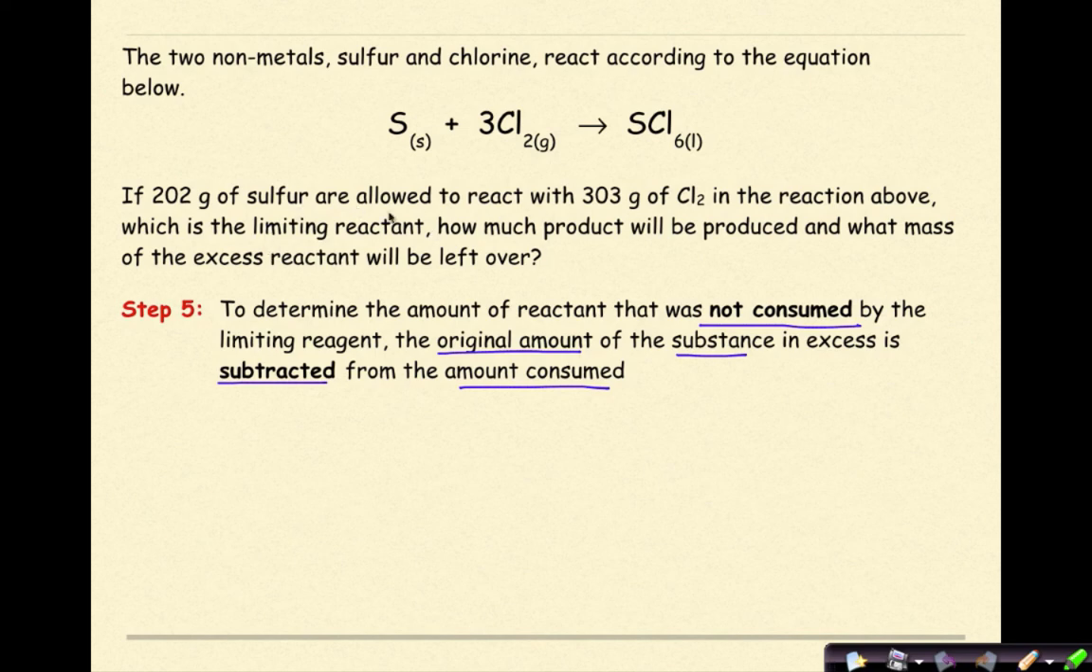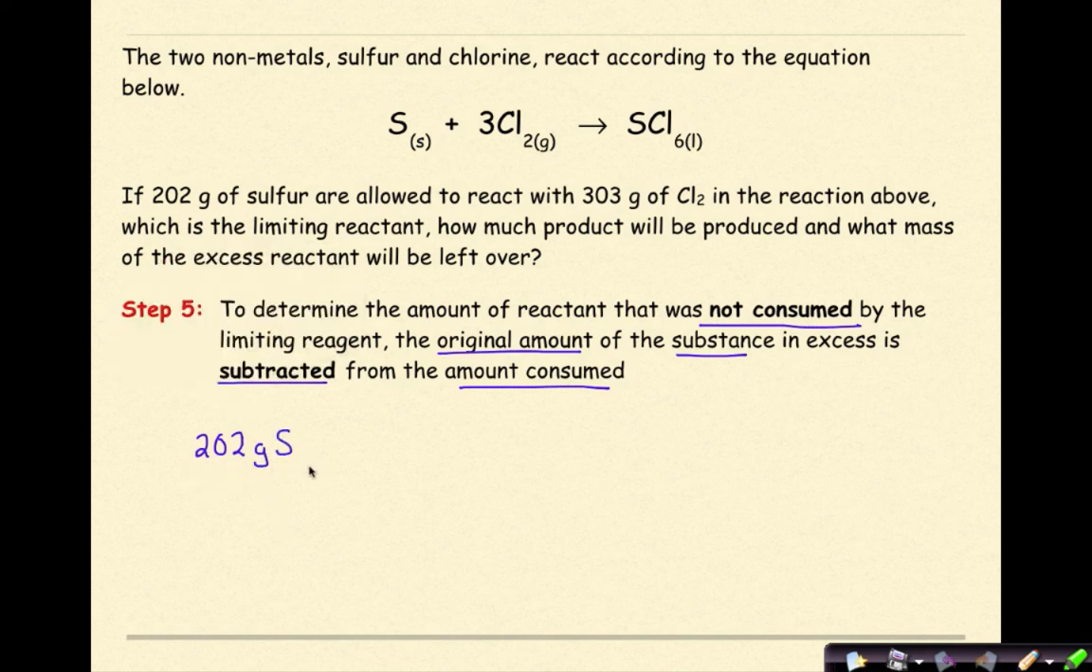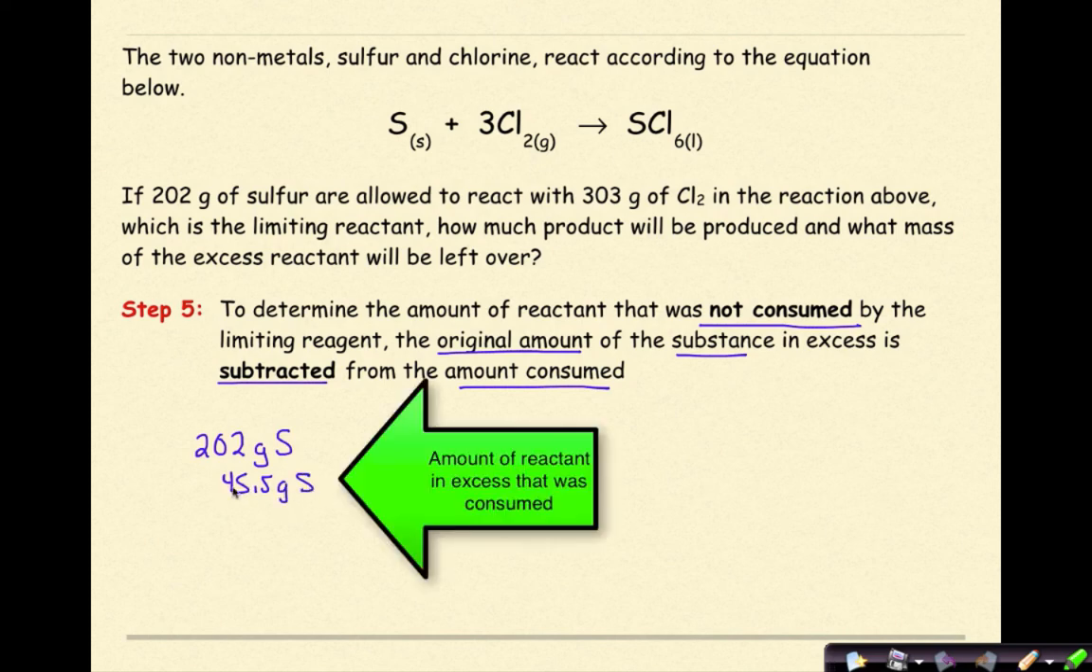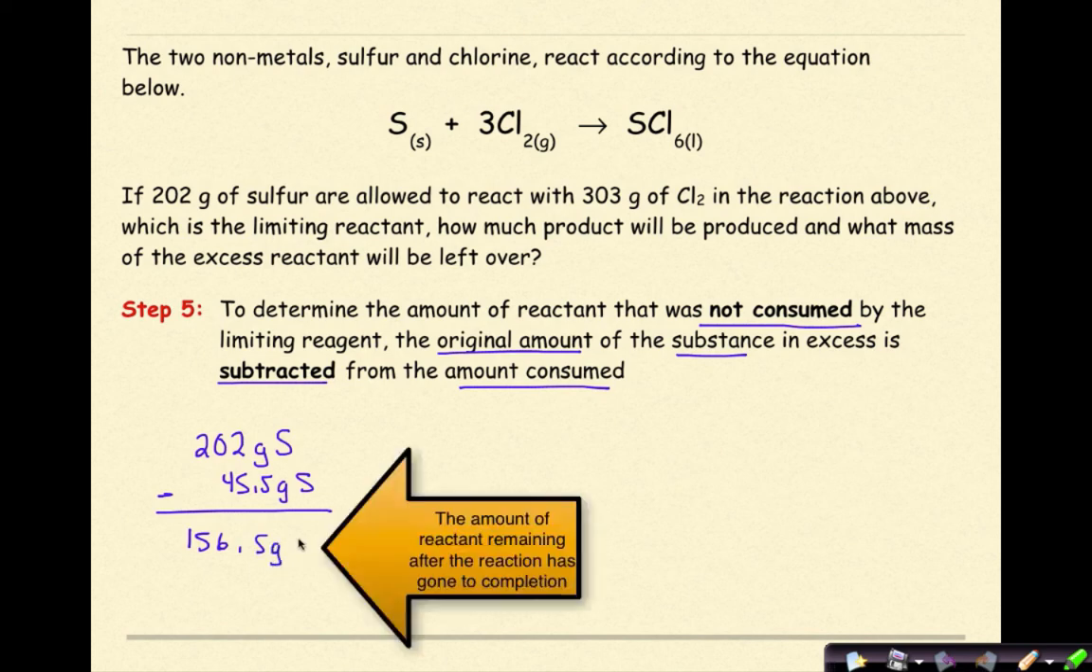So if we go back to our original statement here, we know that we started with 202 grams of sulfur. This is our original amount. The amount of sulfur consumed during this process was 45.5 grams of sulfur. This is the amount that was actually consumed. If we subtract these two, we have 156.5 grams of sulfur remaining. This is the amount of sulfur in excess.